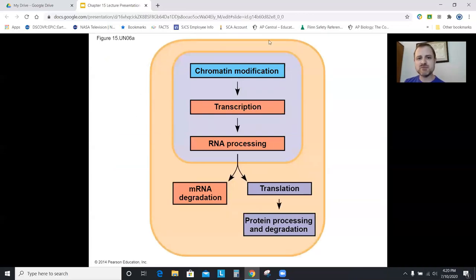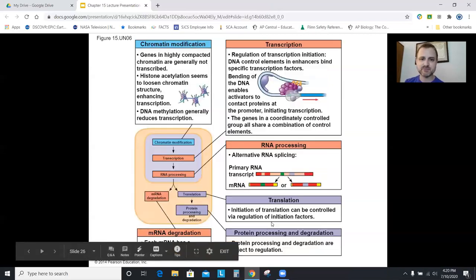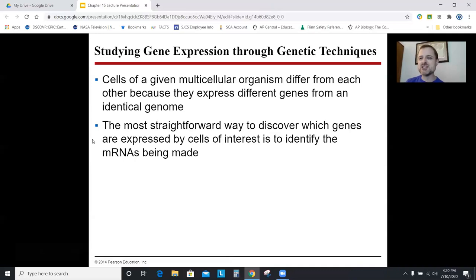This just reviews things I can do to regulate gene expression in the nucleus through transcription, RNA processing, how long the RNAs last, and then regulating translation and protein degradation in the cytoplasm. This slide just reviews all the ones that we just did. So let's end with some technologies for how you can study this.